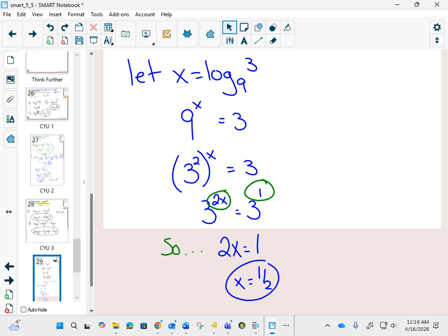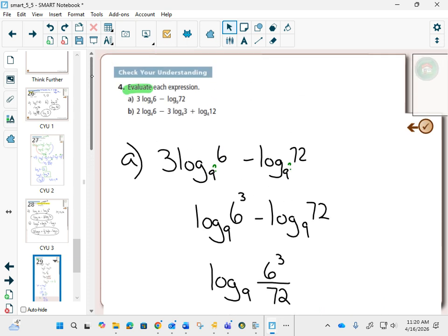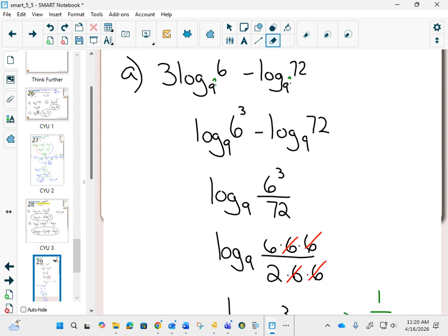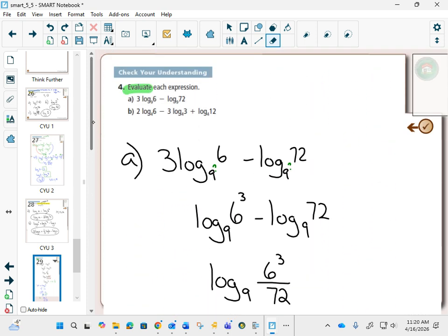Okay. I am going to erase this. Has everybody got this down? Everybody's good? Okay. I'm going to erase this so we can see question B.